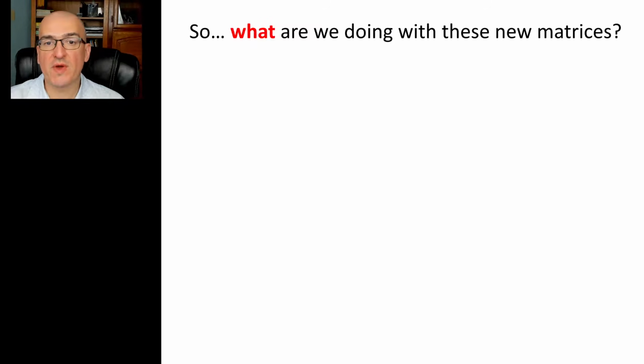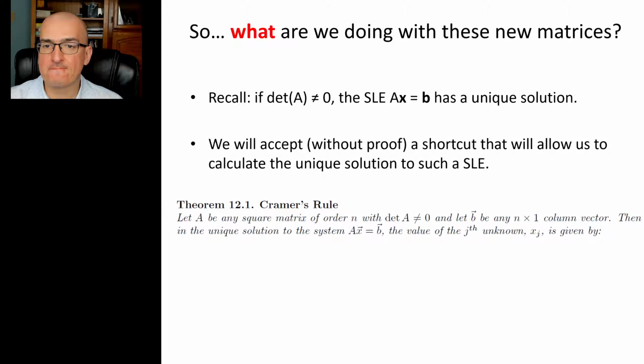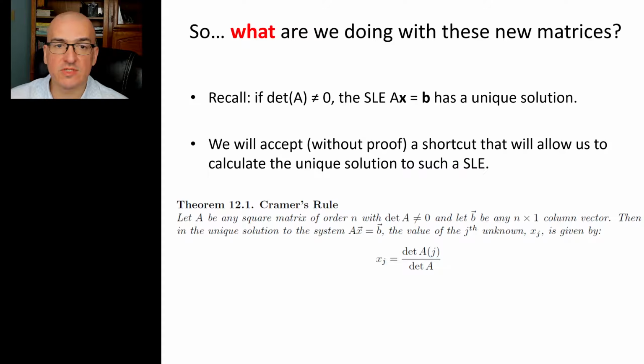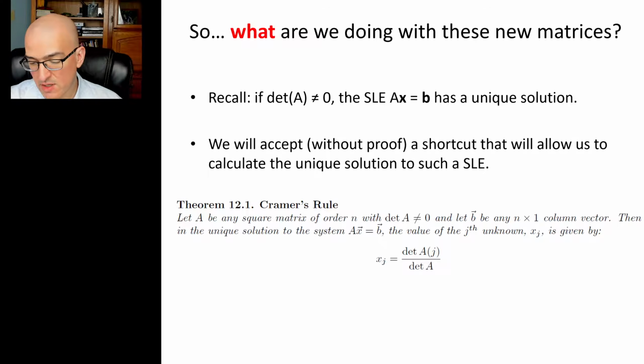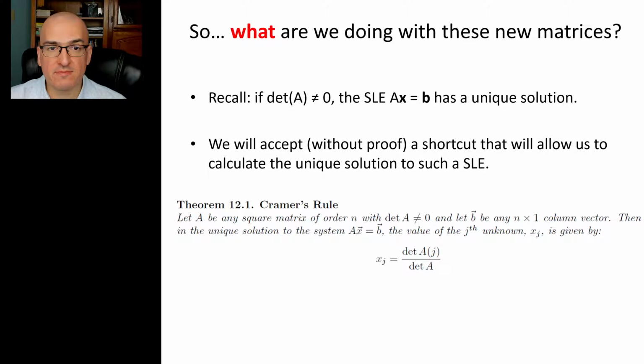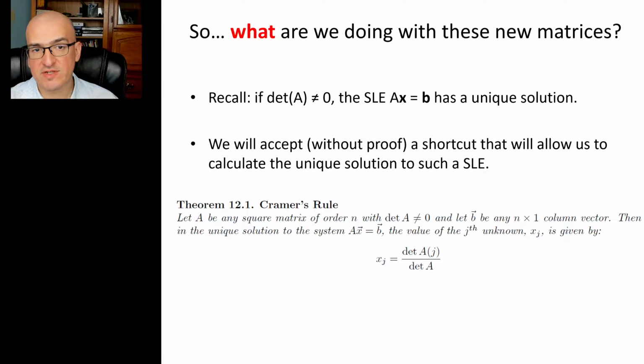What we're going to do with these new matrices is use them to output the solution to a system of linear equations. The variable x sub j, so this might be x1, x2, x3, and x4, or it might be x, y, and z. Each of those x_j is going to be given by the determinant of the replacement matrix A_j divided by the determinant of A.